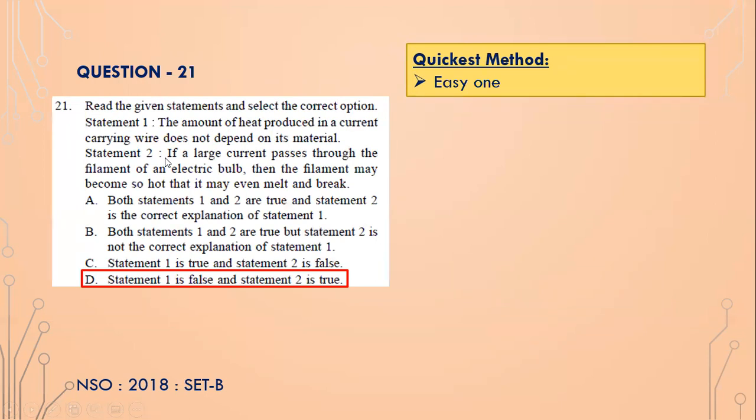Statement two: if a large current passes through the filament of an electric bulb, then the filament may become so hot that it may even melt and break, isn't it? And that's why the bulb fuses or is blown off, because when a large current passes, the filament becomes so hot that it will break. It protects the circuit, because it may not cause damage to the other electrical appliances. So the first is false and the second is true.